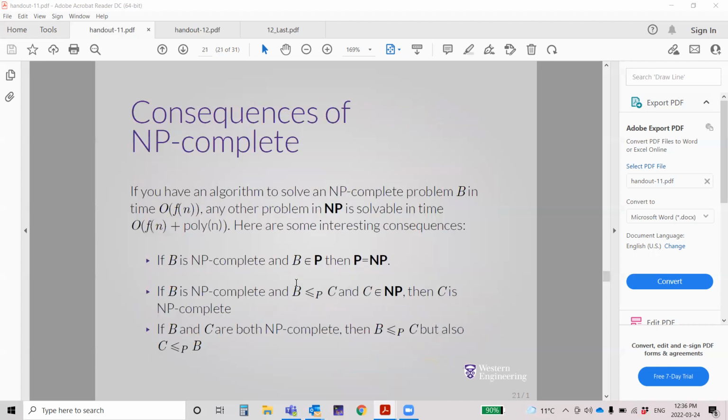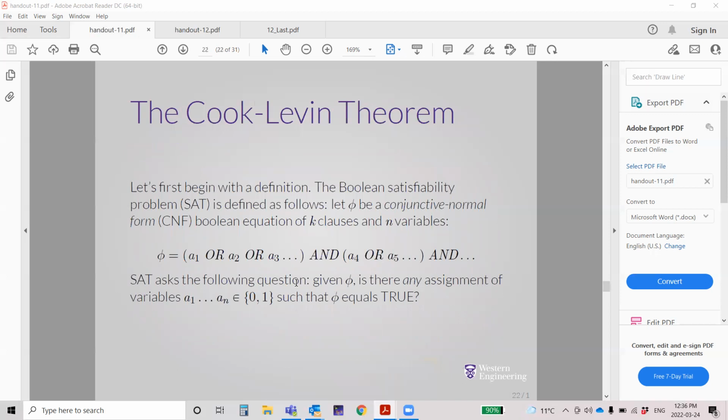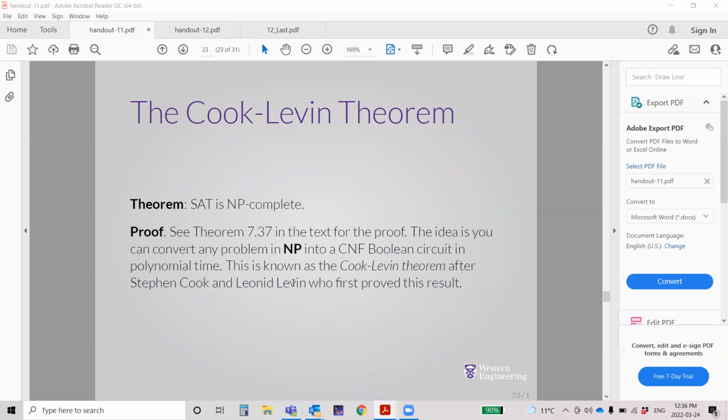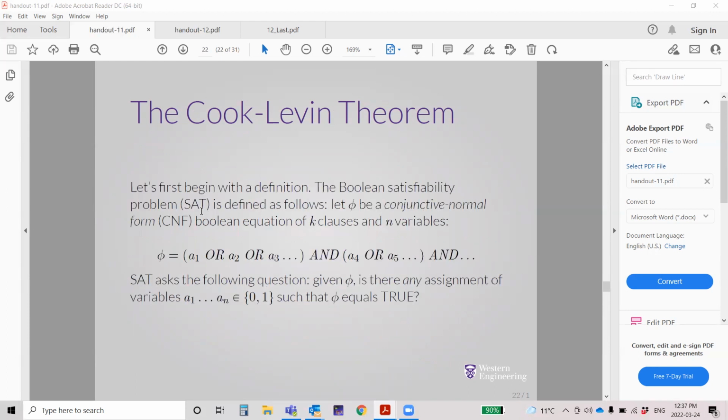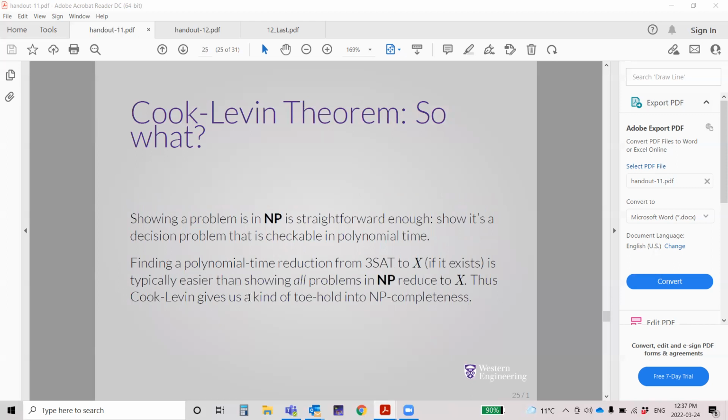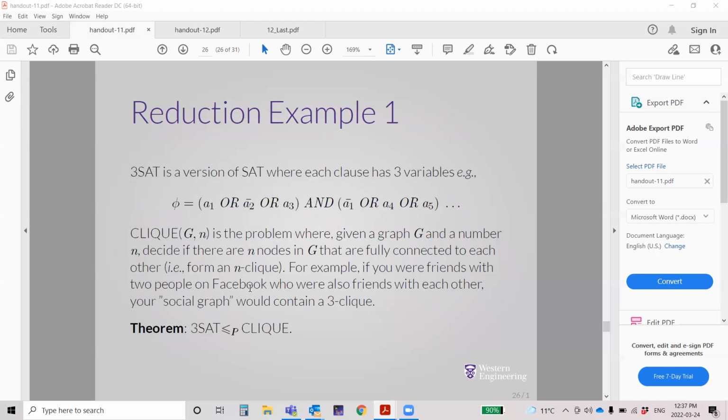The same concept applies when we talk about logical expressions and using the Cook-Levin theorem, and we said the satisfiability of A1 or A2 or A3 and A1 or A5 and so on. So today we'll have the first reduction example, and we said the 3 SAT.